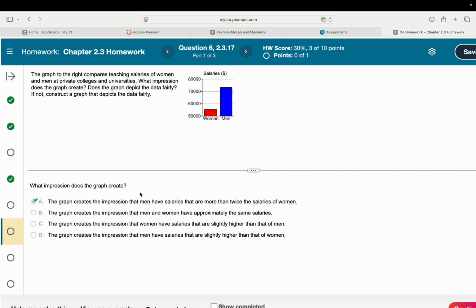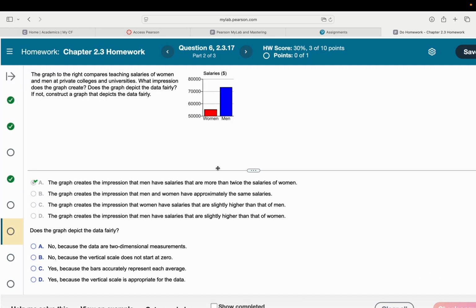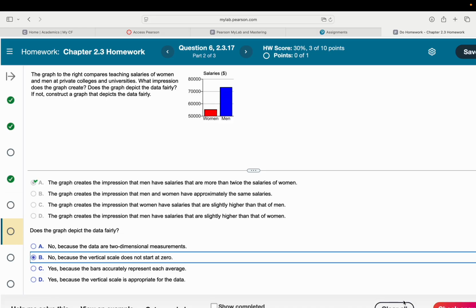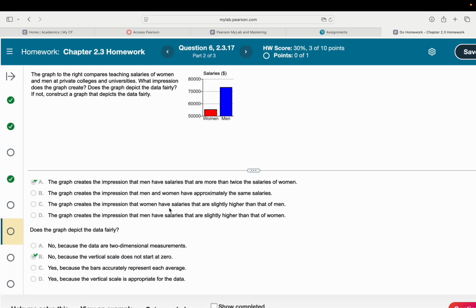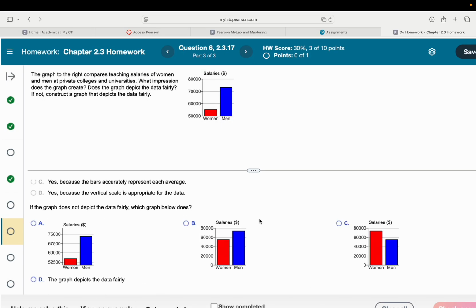So the issue is that this graph is zoomed in. It's not starting from 0 and going up to 80,000. It's starting from 50,000 to just show the difference in those two peaks without showing the wider graph. And so, no, because it doesn't start at 0. What would be the correct data display is the next question. A little bit below 60,000 and a little bit under 80,000, it looks like this graph.